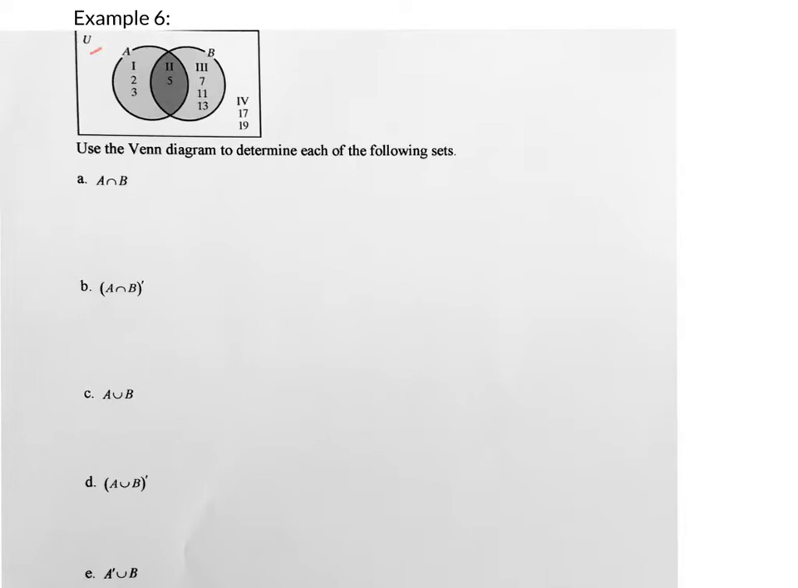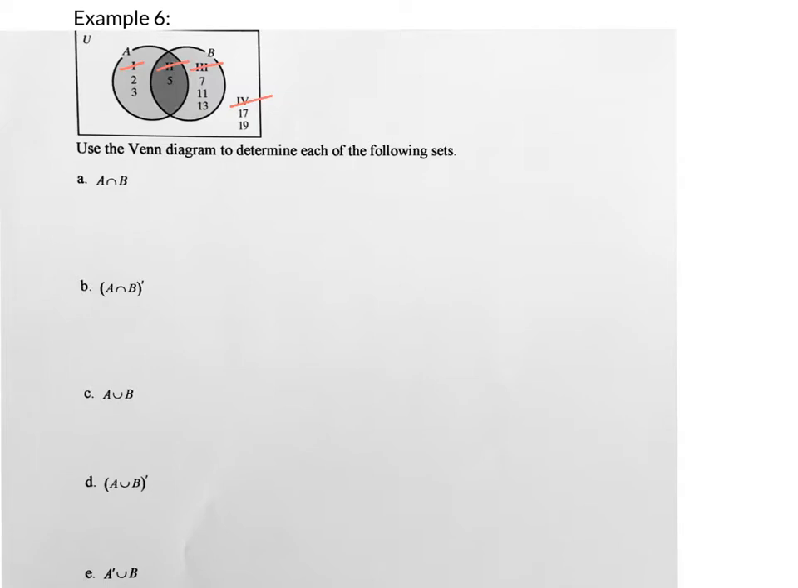So keep in mind the universal U will always be in the upper left-hand corner of these Venn diagrams. And the Roman numerals are labels. They're not elements, so we can ignore the Roman numerals. So all the possible answers are in the box with the exception of the Roman numerals. So we're going to use the Venn diagram to determine each of the following sets. We're going to start off with the easier questions, and after every couple of examples, we're just going to get a little bit trickier as we go.